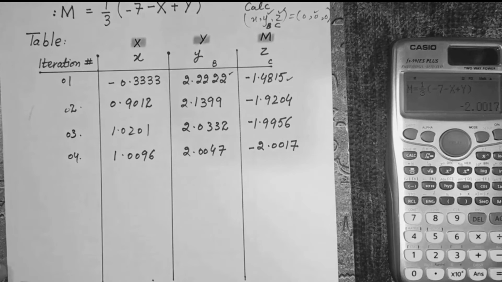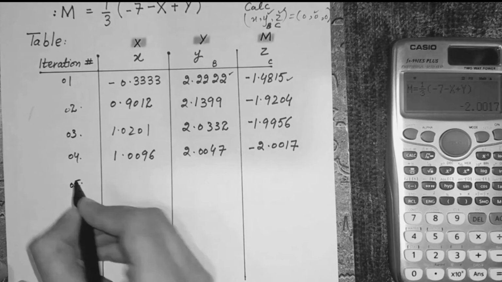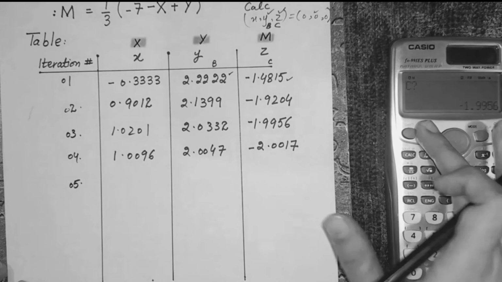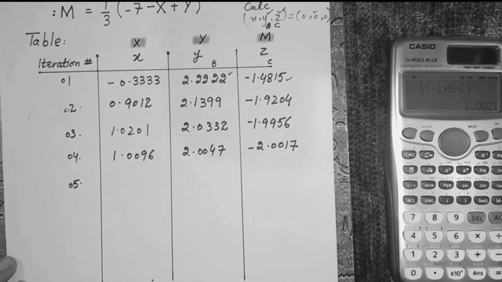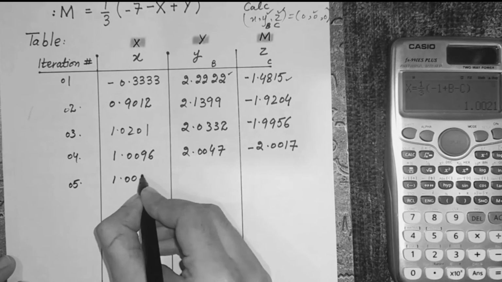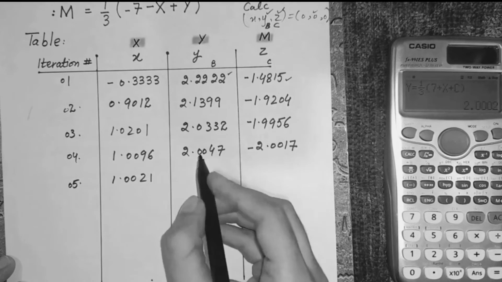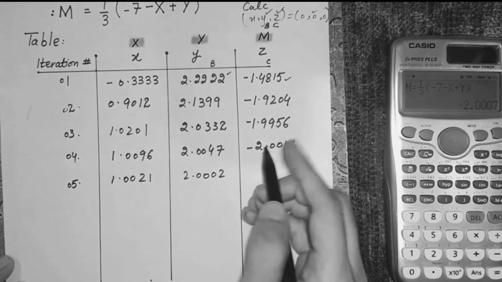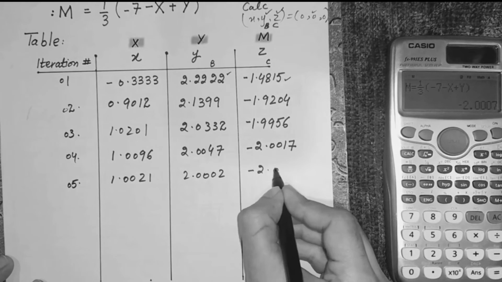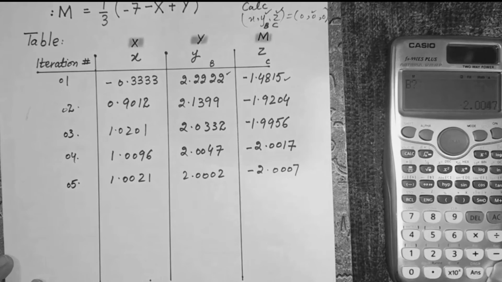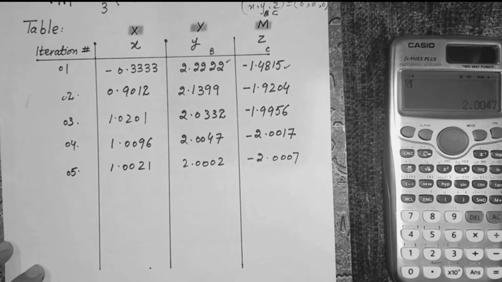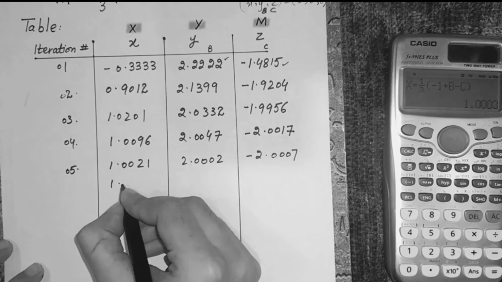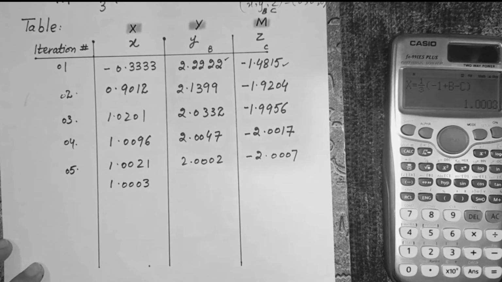Okay, so for the fifth iteration, the value of b will be alpha y, c alpha m. So x is 1.0021, y is 2.0002, m is negative 2.0007. Then for the next, the value will be alpha y, c alpha m, and x is 1.0003.